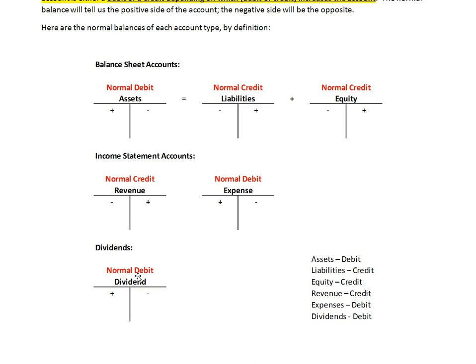So dividends have a normal debit balance. But we shouldn't be able to get these in our memory. Assets have a normal debit balance, liabilities have a normal credit balance, equity has a normal credit balance, revenue has a normal credit balance, expenses have a normal debit balance, dividends have a normal debit balance. Notice there's 3 of each.